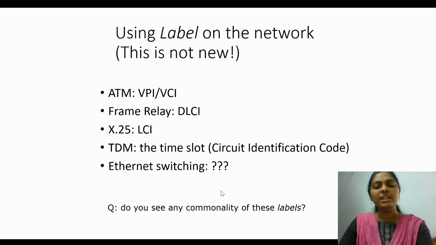And finally, what happens in Ethernet switching? Ethernet switches switch the packets between the same VLANs. So in Ethernet switching, the VLAN ID or the port numbers will be there. So these are some similarities between the labeling ideas of MPLS and the other protocols. So what about MPLS? MPLS changes the labels at every node towards the destination. That is the unique feature.